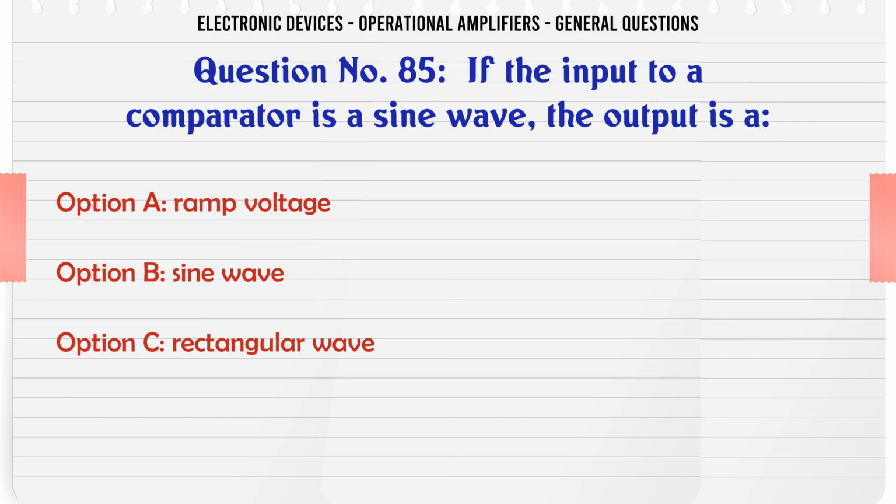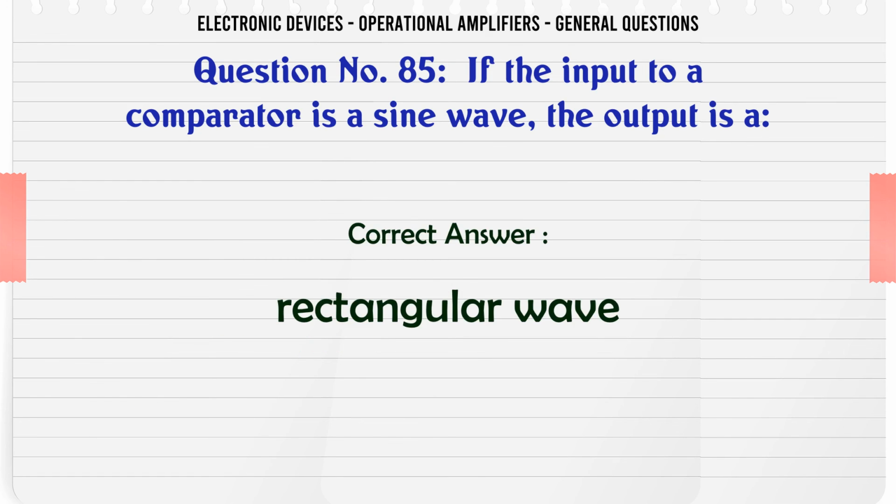If the input to a comparator is a sine wave, the output is A. Ramp voltage, B. Sine wave, C. Rectangular wave, D. Sawtooth wave. The correct answer is rectangular wave.